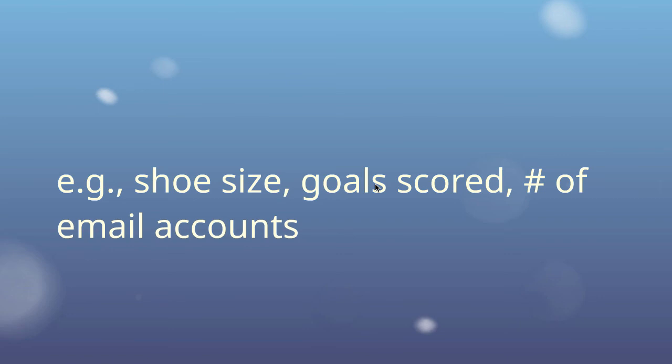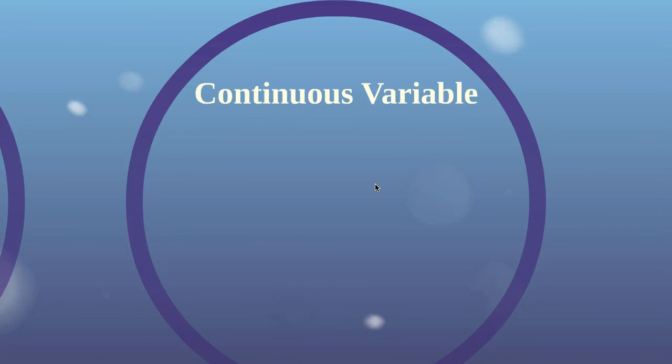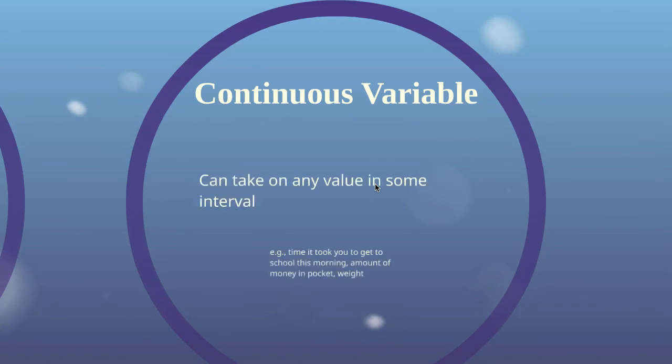Same thing with goals scored. So you scored 1 goal, 2 goals, 3 goals, or 0 goals. You didn't score a goal and a half. Same thing with how many different email accounts do you have? Well, you can't really have an account and a half. Okay, so that's a discrete variable. And finally, you can have a continuous variable. So continuous variables, it's the opposite of what a discrete variable is.